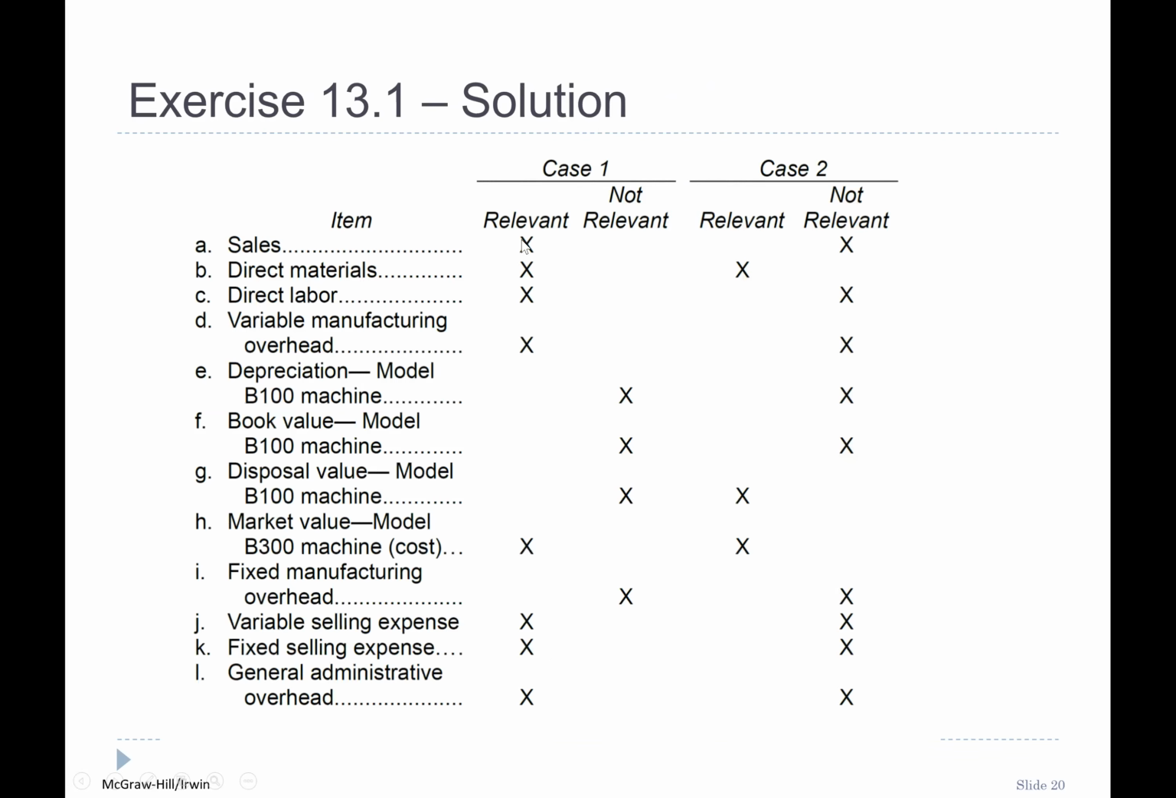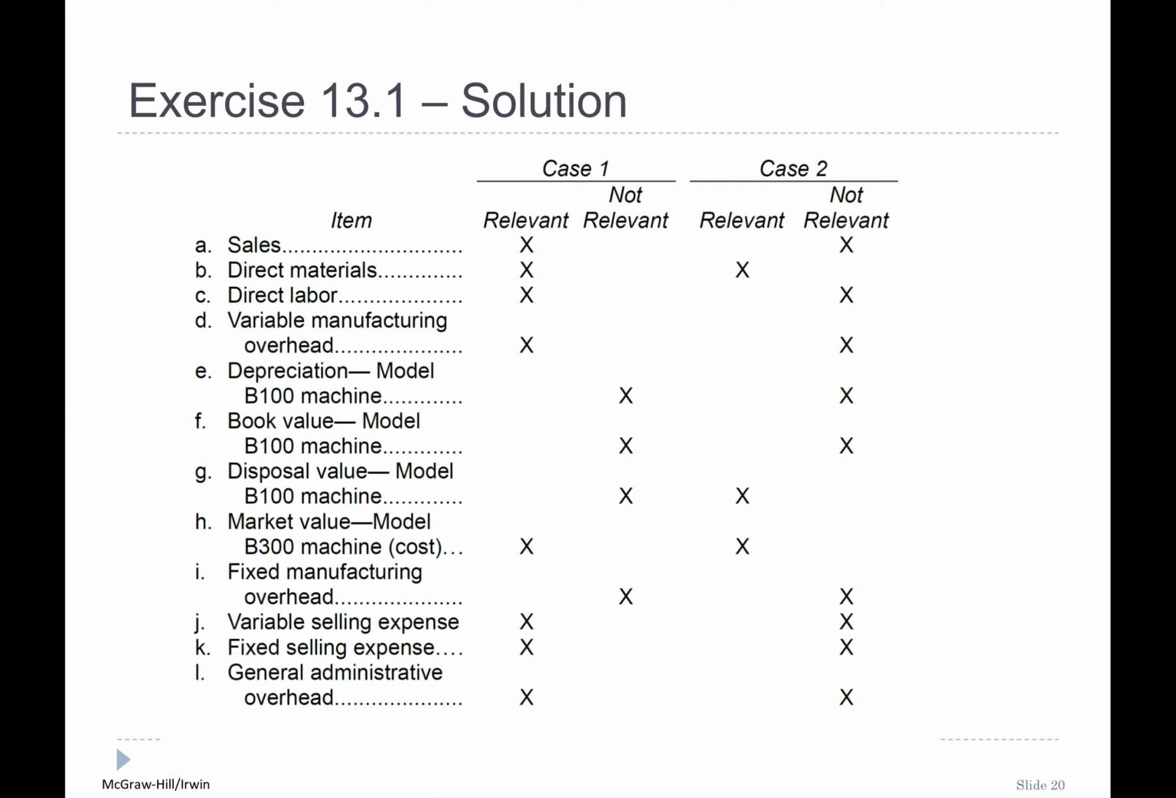Sales increase, yes, it's relevant. Direct material increase, okay. Direct labor increase, relevant. Variable manufacturing overhead, of course. When you add a new machine, it increases the production. When production increases, total production cost, which consists of direct material, direct labor and manufacturing overhead, increases. So variable manufacturing overhead definitely will increase. All of these are relevant. Depreciation is always non-relevant in either case, whether you have different scenarios, case 1 or 2. You can just say that this is a universal rule.